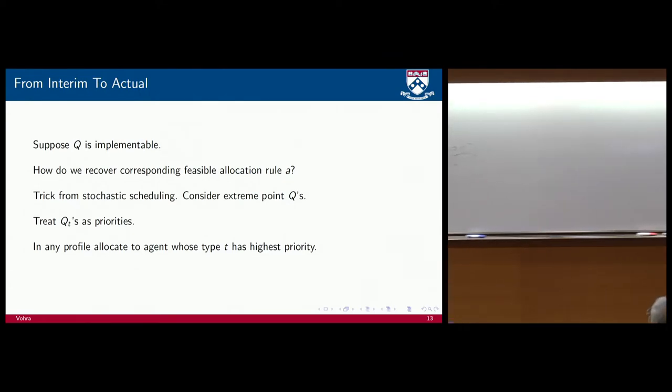The answer is yes. And in fact, this is an old trick from the stochastic scheduling literature, which was the first literature to look at reduced forms. I'll come back to this in the second part when I discuss reduced forms for dynamic mechanism design problems. But here's the trick. Look at your extreme point solution. Your extreme point solution corresponds to a set of priorities. Simply treat your QTs as priorities. So whichever agent has the highest interim allocation in any profile of types, they are the first priority for receiving the good. So that's how you recover the little Qs.